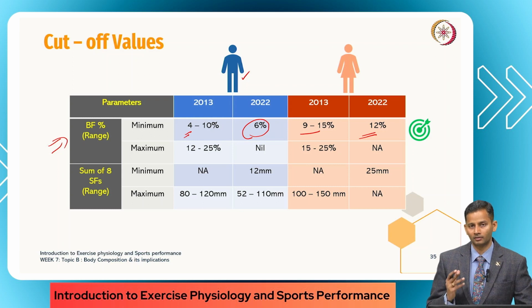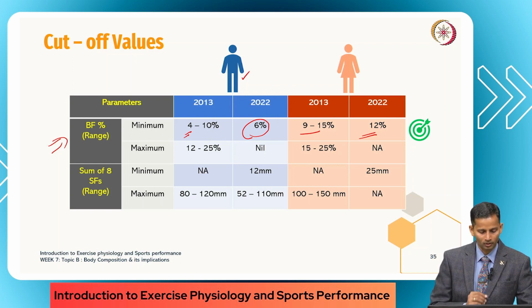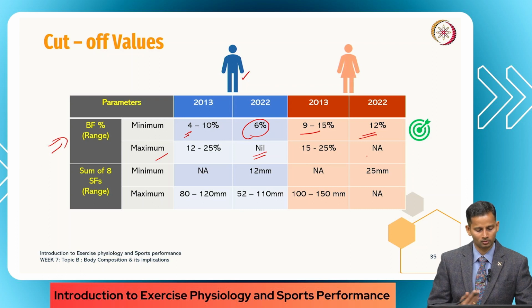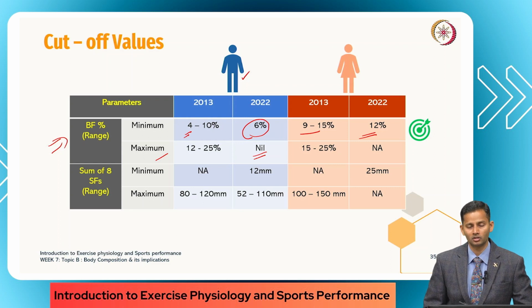That in fact is a very good sign that we are moving away from that ideal perception of ideal body composition. Then you come to the maximum level. At the maximum level there's not much of a response with respect to this, because it probably depends on the particular sport that is involved. So that is one aspect of change that has happened in the body fat range.